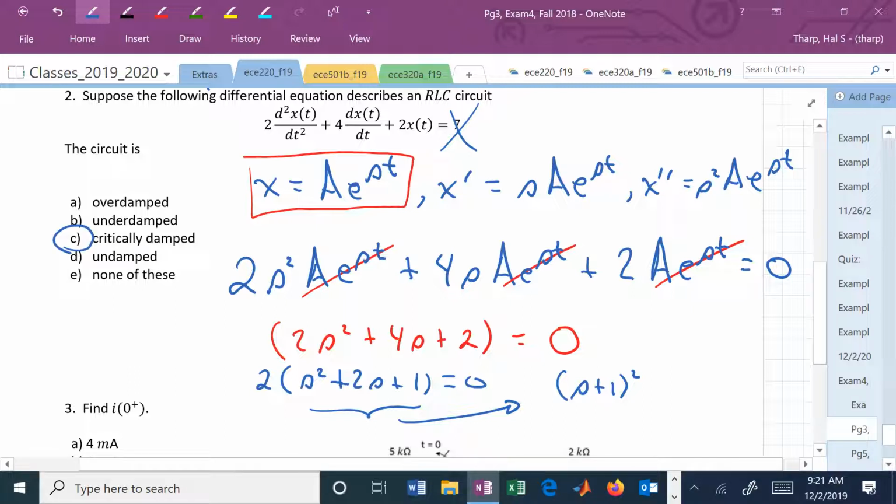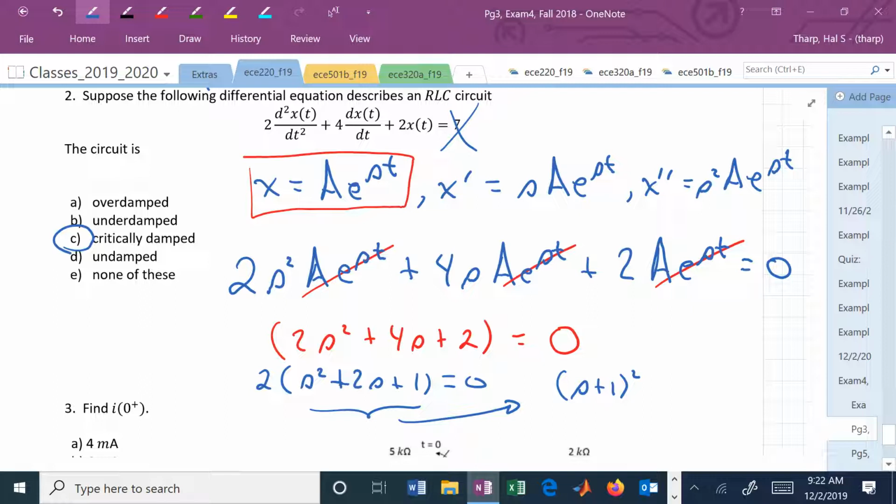What would be undamped? When they're complex, but the only component is they have an imaginary component. There's no real component in the complex. They're on the imaginary axis. It's plus and minus j7 or something, plus and minus j2. They're purely complex. That's undamped.